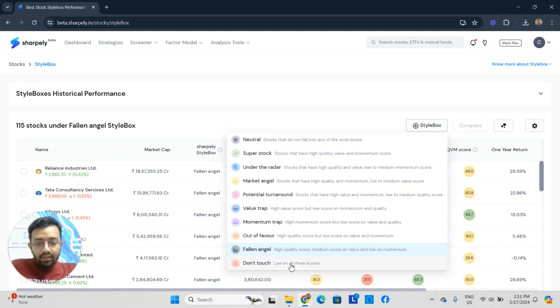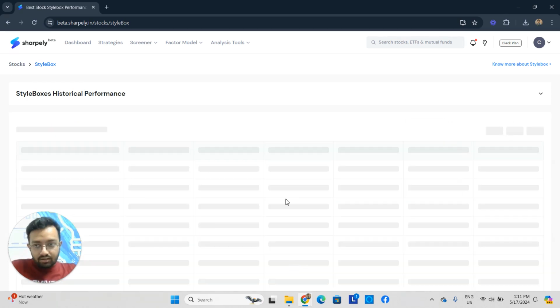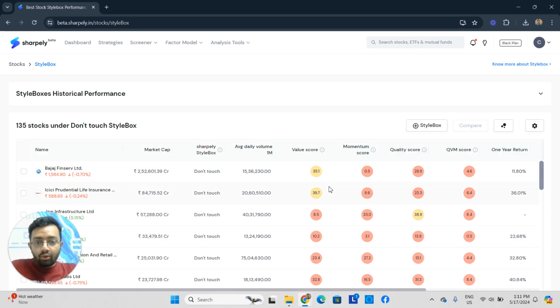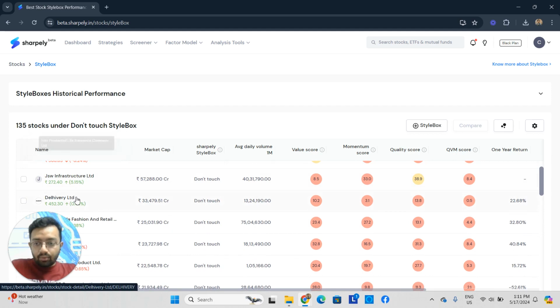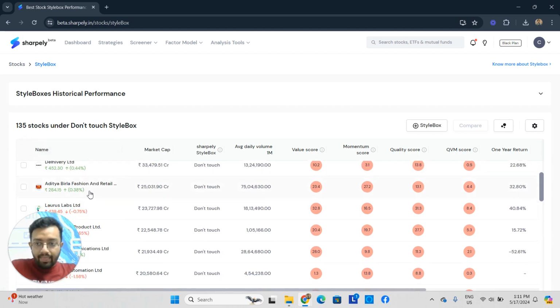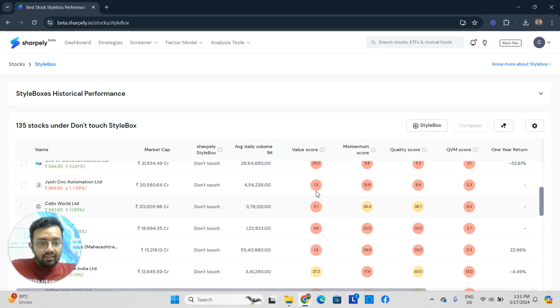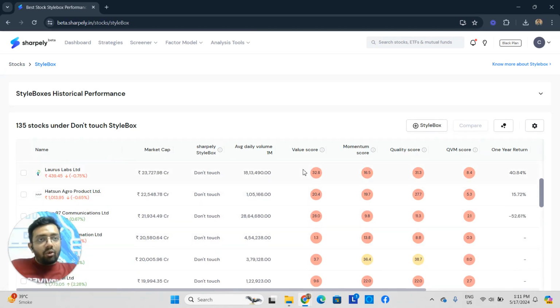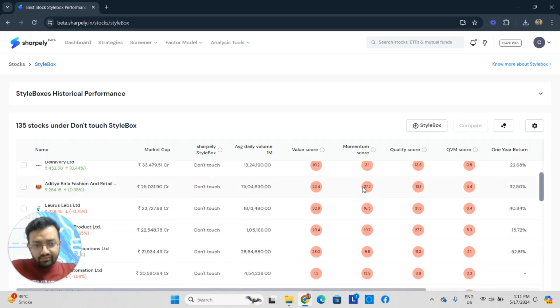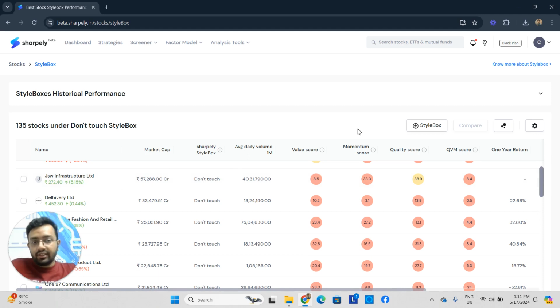And the last negative style box is don't touch. Now, these are the stocks performing low on all three factor scores. So as you can see, ICICI Prudential Life, JSW Infra, Delhivery, Laurus Labs, right? These are the names that do not have comfortable valuation, are not showing strong momentum, and the business quality is also not good. So we call them don't touch, meaning you should avoid these stocks.